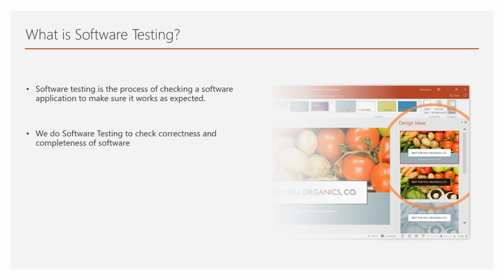Suppose we are reading a book, we must know that the book and the content of the book is error free or bug free. There should not be any particular mistake in the completion of a particular book. And the reason we go for software testing is to check the correctness and completeness of software.